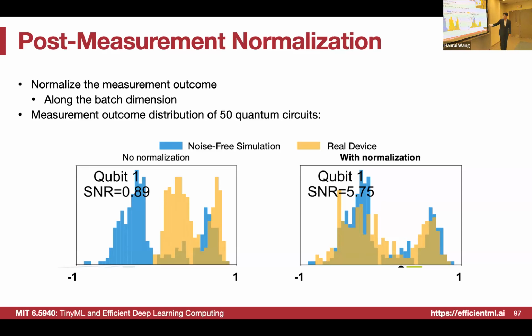And if we do the normalization on both the noise-free version and the real device version, we can see a match between the distribution of the yellow and the distribution of blue. That means we can drastically increase the SNR here from just 0.8 to over 5. We have some theoretical proof here. The basic idea is that after this, we can remove some of the coherent error impact on the measurement process, so that we can drastically reduce the noise impact.